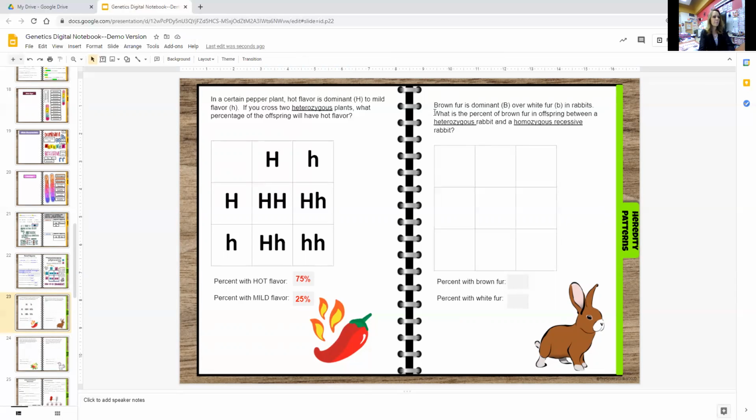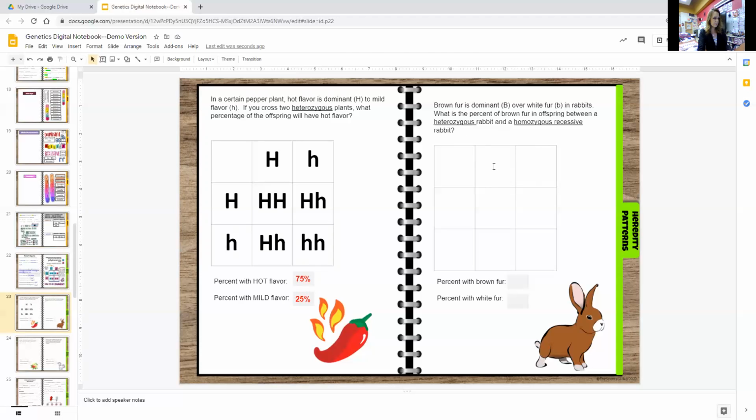Our next one, brown fur is dominant, represented by a capital B, over white fur, represented by a lowercase b, in rabbits. What is the percent of brown fur in offspring between a heterozygous rabbit and a homozygous recessive rabbit? So again, I've already gone through and underlined your genotypes for you. But when you get to your assignment today, I want you to make sure that you're doing that on your own, please.